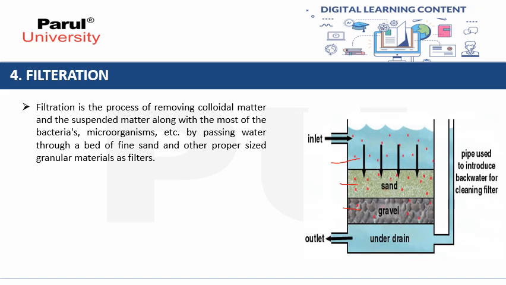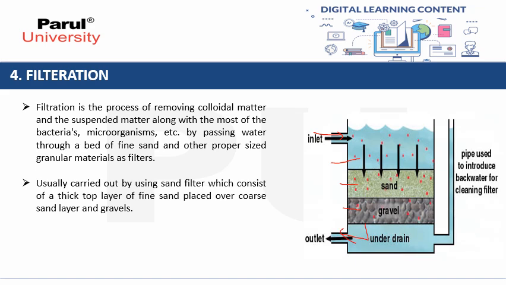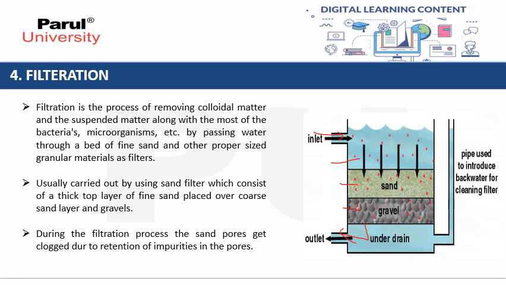The hard water is passed through this inlet after the coagulation method, and the particles get accumulated or collected in between the sand and gravel, and the soft water is collected from the bottom. Usually, the filtration is carried out by using a sand filter which consists of a thick top layer of fine sand placed over a coarse sand layer and gravels. During the filtration process, the sand pores get clogged due to retention of impurities in the water.